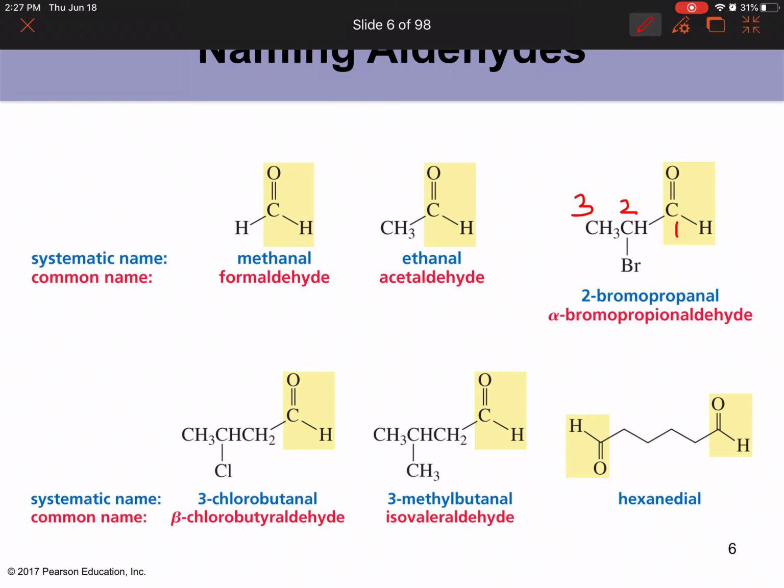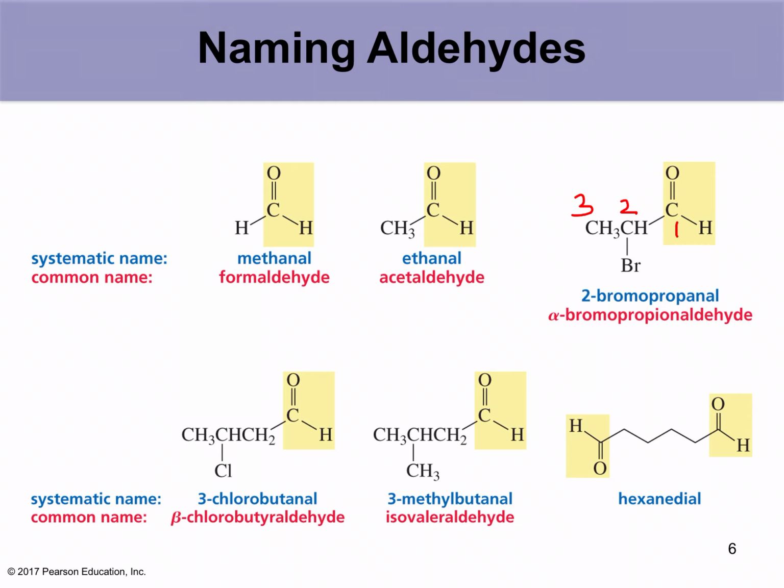Normally alpha is given. Now let's say this is the carbonyl group of interest, and the carbon next to the functional group of interest is named as the alpha carbon. So this is called alpha carbon, meaning the first carbon from the functional group. Alpha, beta. So alpha-bromopropionaldehyde, you have a bromo group. That's the common name.